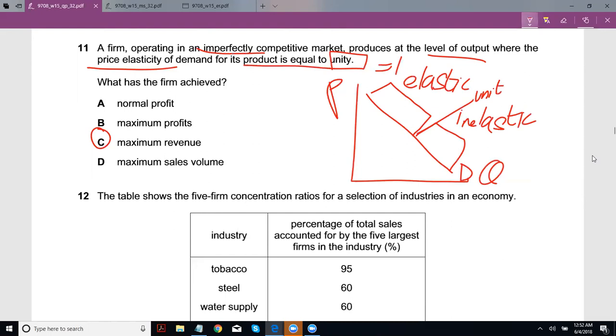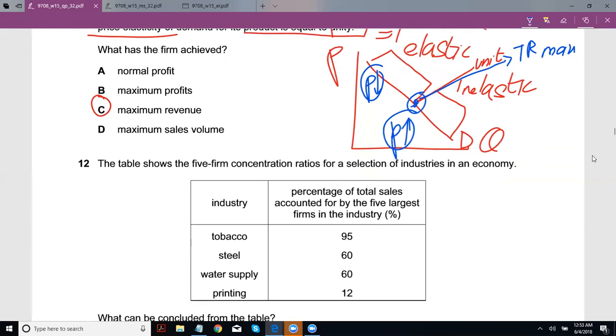Now the idea here was to maximize total revenue, you had to decrease price in the elastic region, and you had to increase price in the inelastic region. Hence, if you're producing at the point where PED is equal to 1 or PED is unity, this was the point where total revenue was maximized. So if you knew this, it was easy to just pick C, where you have maximum revenue.